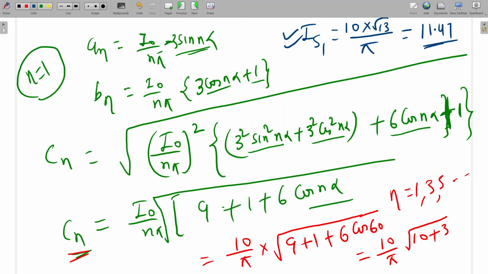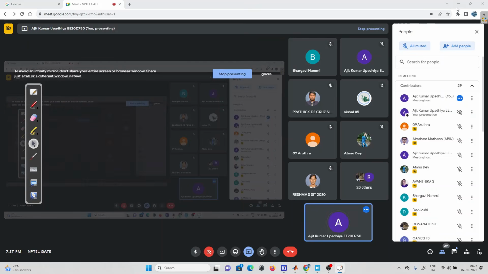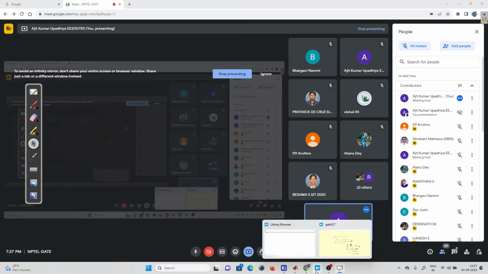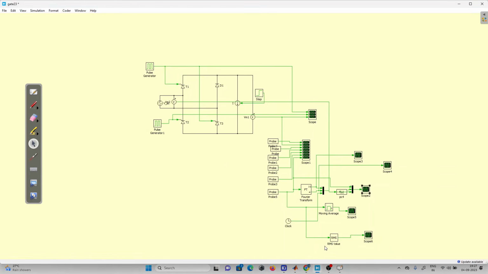So the same thing I will show with the simulation. Okay, the same circuit I have simulated. So I will show you once again. See, the same circuit I have simulated here. Is it visible to all?